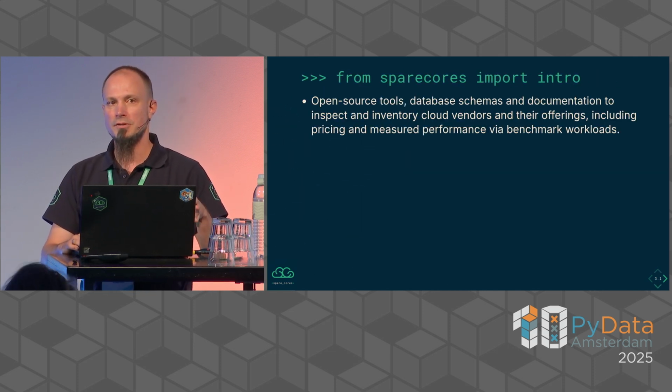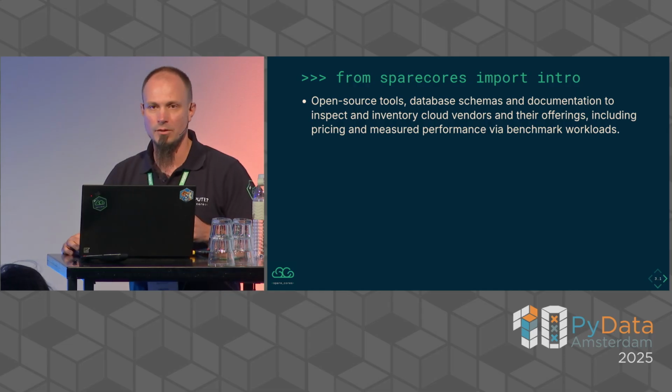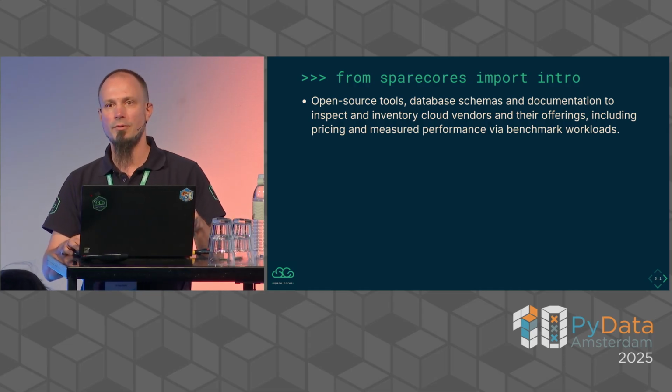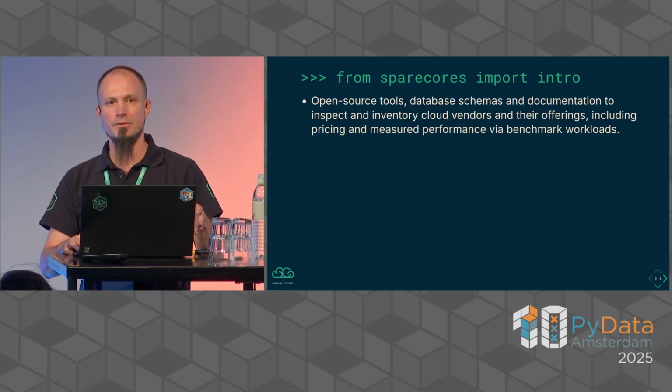About the project, this is a collection of open source tools related to using cloud resources for data science, machine learning, AI, and so on. We have built tools which can create an inventory of the cloud servers, including pricing, the specs of the servers, all the availability zones, regions, traffic prices, storage, the characteristics of that, and so on.